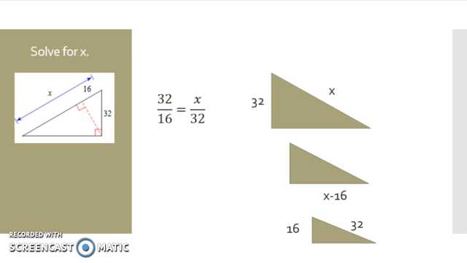All right, so we have our proportion here. We're going to cross multiply. We get 16x equals 1024. Divide by 16, we get 64.